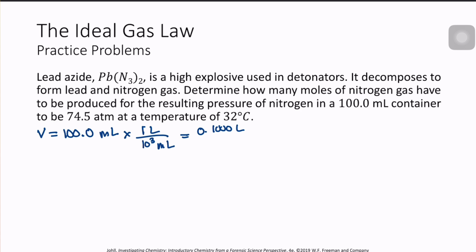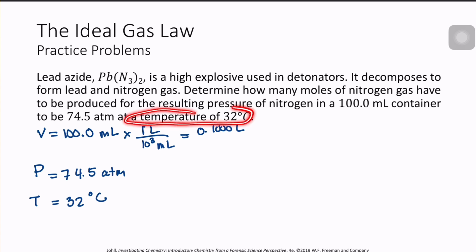The next number I have is 74.5 atmospheres. I know atmospheres is a unit of pressure. So that must be my pressure. Finally, I have 32 degrees Celsius. And I know a degree Celsius is a unit of temperature. I also get a clue from the problem because it tells me the temperature is 32 degrees.